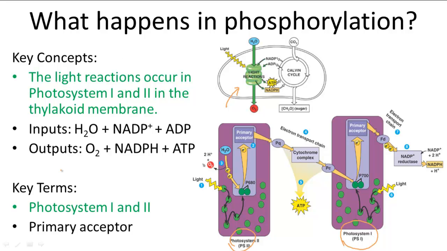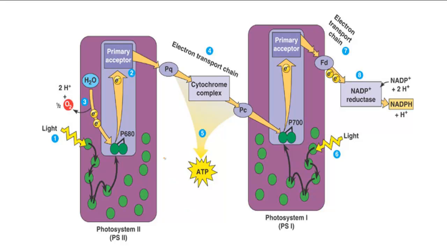So quickly, before we delve into the details of phosphorylation, let's look at a brief summary of the inputs and outputs. The inputs include water, NADP+, and ADP, whereas the outputs include oxygen, NADPH, and ATP. Each photosystem contains chlorophyll A, these two right here, and accessory pigments, chlorophyll B and carotenoids. So these are all the accessory pigments.